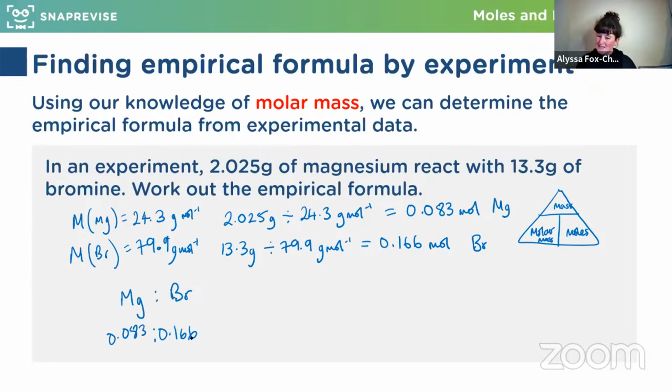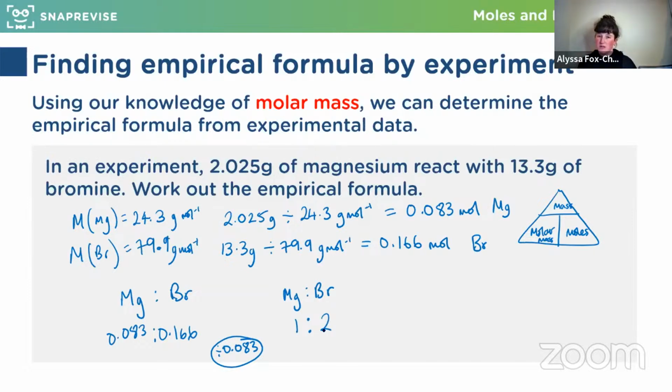Now I can see already that there's a relationship, but if you're not sure and you don't know how to work it out, if you're ever working out ratios, you can always just divide by the smallest number. So my smallest number here is 0.083. If I divide them both by 0.083, I end up with my ratio of magnesium to bromine. 0.083 divided by 0.083 gives me 1. And 0.166 divided by 0.083 gives me 2.